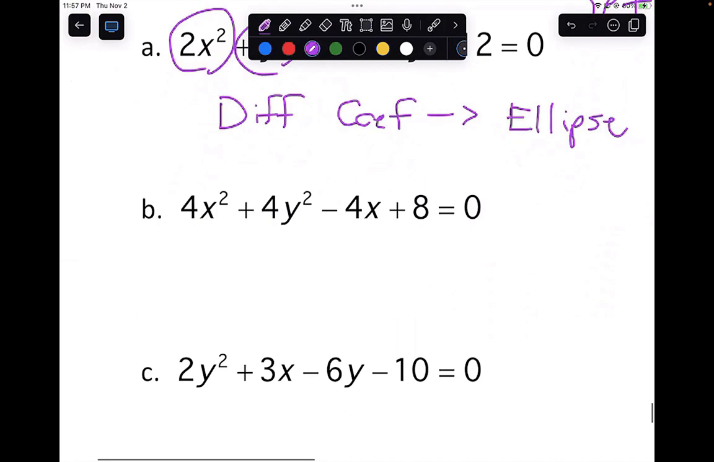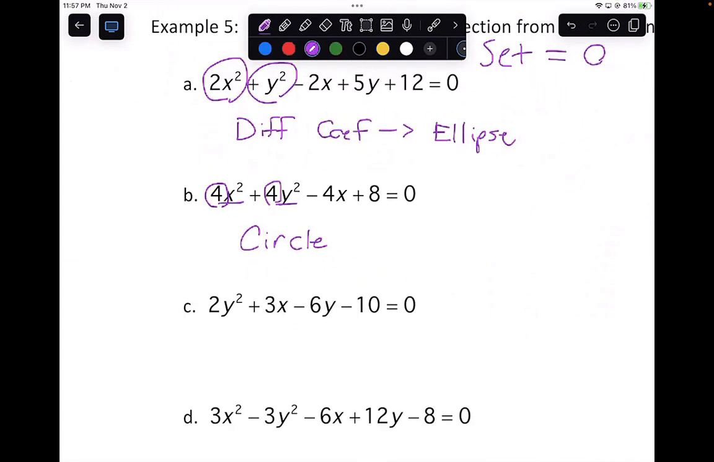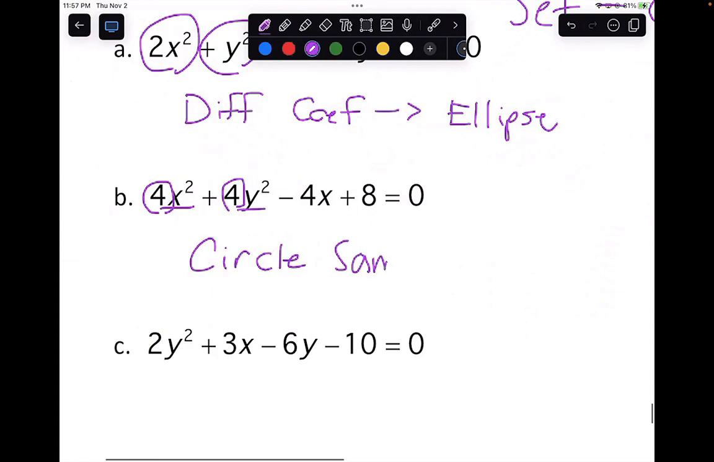Notice on the next one, you have both x squared and y squared. Once again, it cannot be a parabola. You have the same sign between them, so it's either a circle or an ellipse, and since they both have a 4 out in front, this will wind up being a circle. That's because they have the same coefficient.